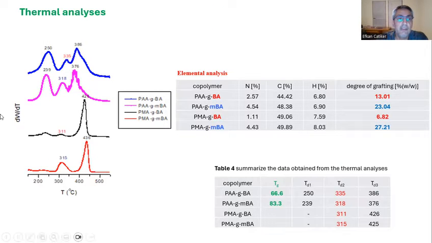To see the relationship between the methyl beta-alanine and beta-alanine content in the graft copolymer, as shown, the beta-alanine signal is smaller than methyl beta-alanine for polyacrylic acid graft copolymer. It's also valid for methacrylic acid graft polymer. These results were also confirmed by elemental analysis, as shown in the table.